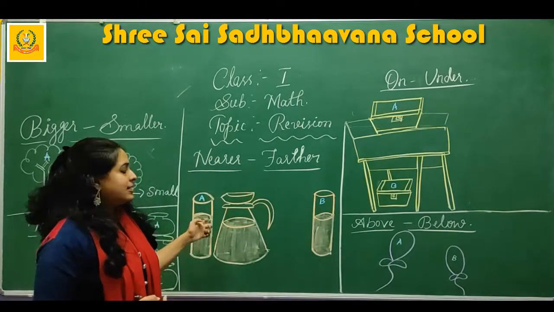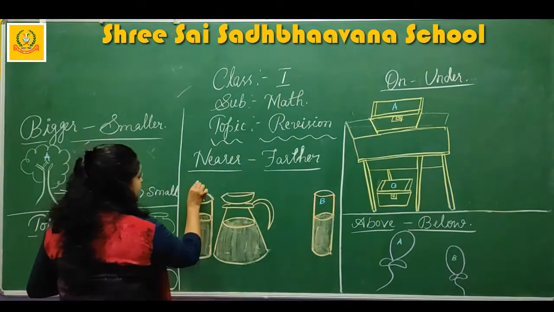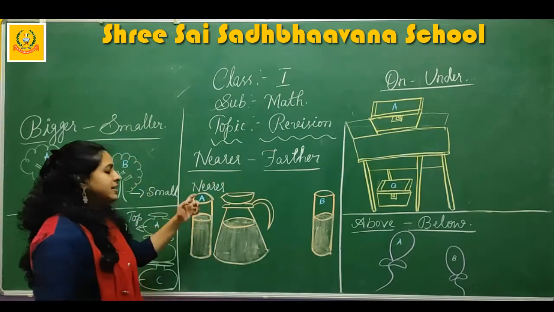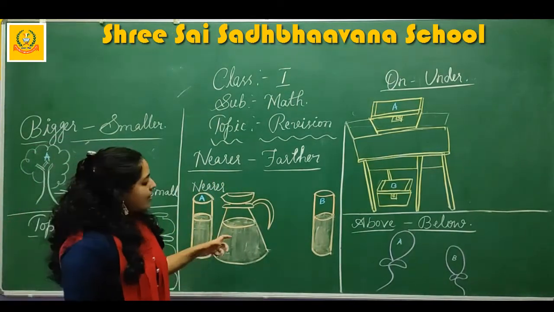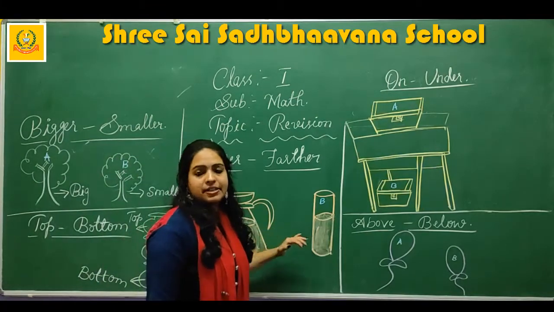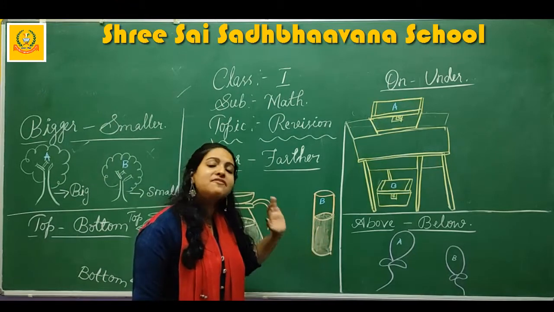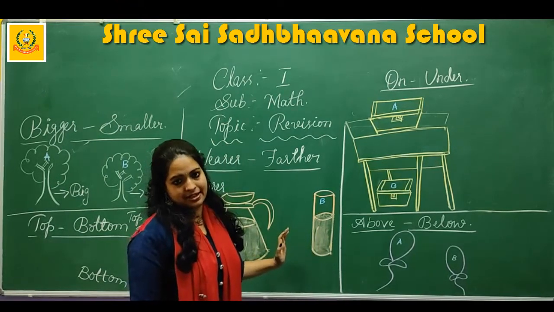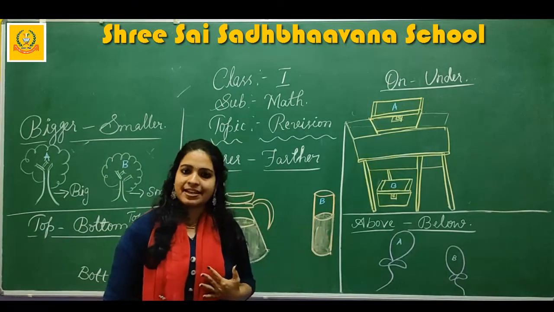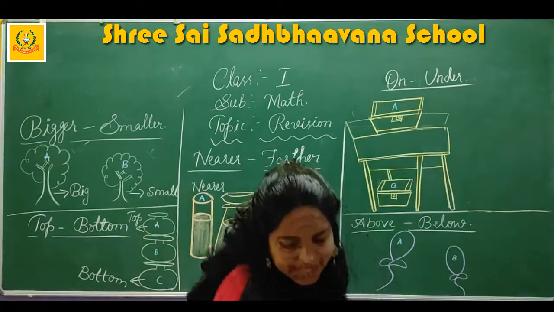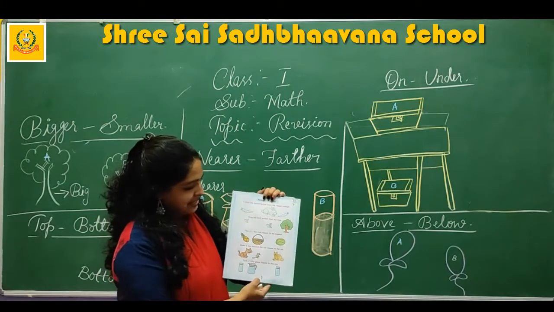Glass A is nearer to the jug. This is nearer, or near to the jug. And what about glass B? It is further from the jug, means far away from the jug. Understood now what you mean by near and what you mean by far? Okay. So same thing in your textbook, page number 7.